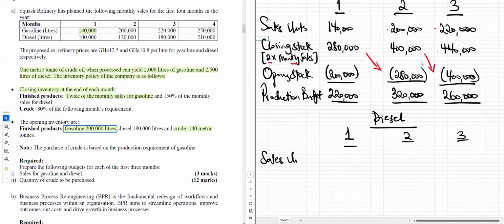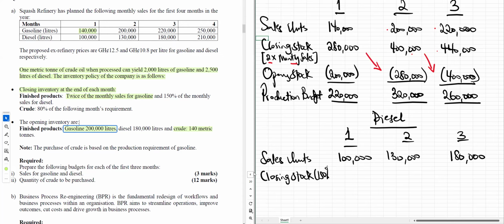For month 1, 100,000; 130,000; and 180,000. Now we need closing stock. But look at what they told us. They said it's 150% of the monthly sales for diesel. So our closing stock will be what?